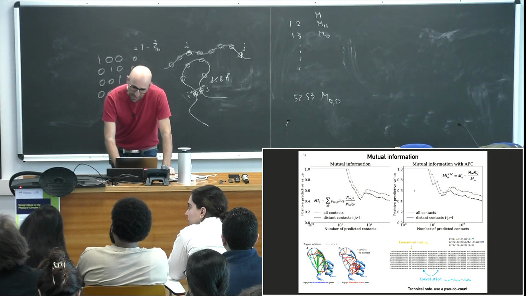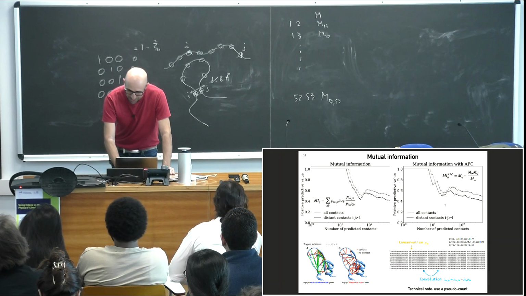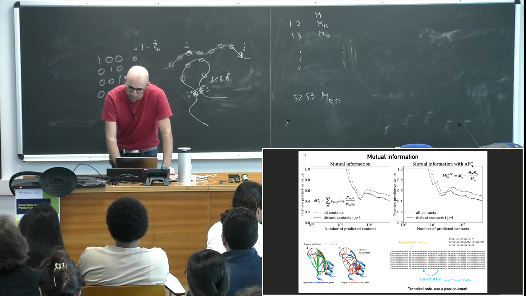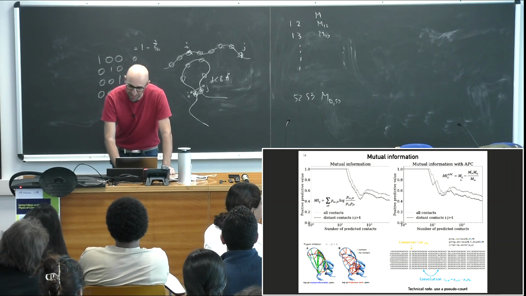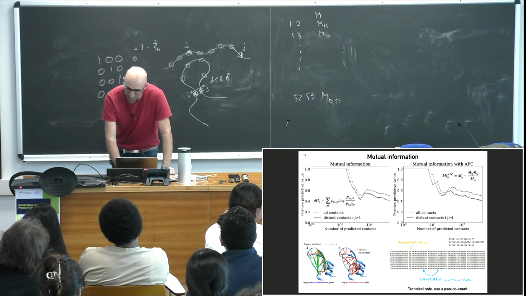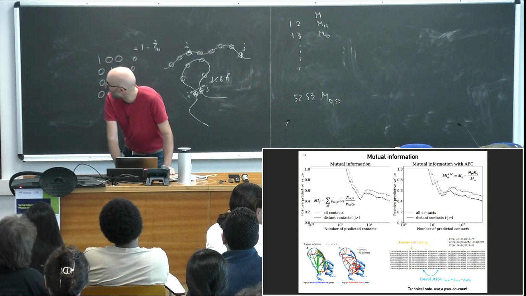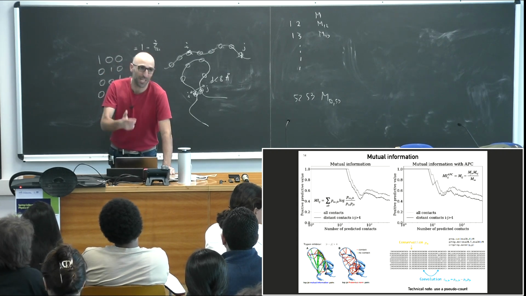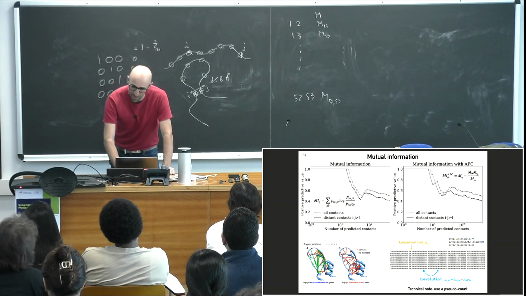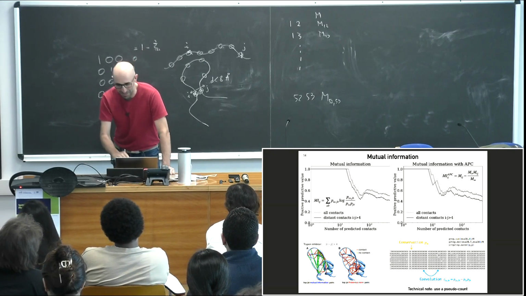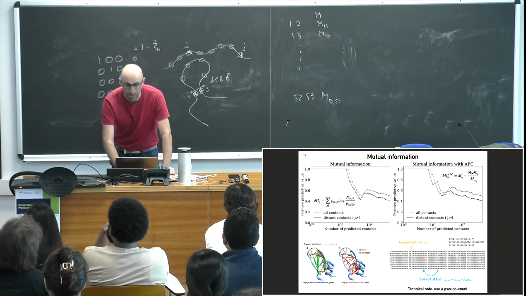Here it's the same thing, but with a correction that in this case is not really useful, but that sometimes is used. It's called average product correction, where you construct a score that is given by the mutual information minus, here this notation means MI dot means that you sum over j of MI ij, and here you sum over i of MI ij, and here you sum over both.